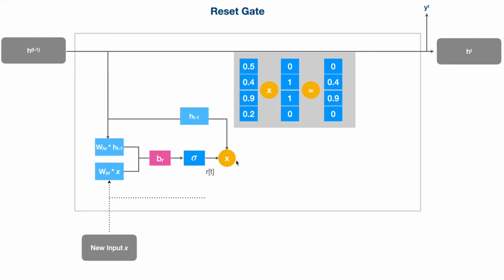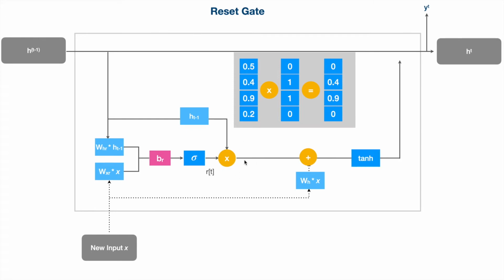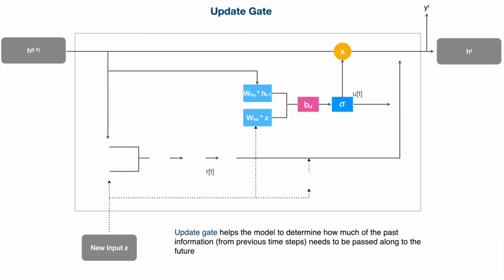Now we also plug in the new input, multiplied with its own weight. We call it WH here, and that is added to the output of this particular operation which we just performed, and a bias is added, and finally tanh activation is applied to them. This will be the functioning of the reset gate. Let's look into the update gate.